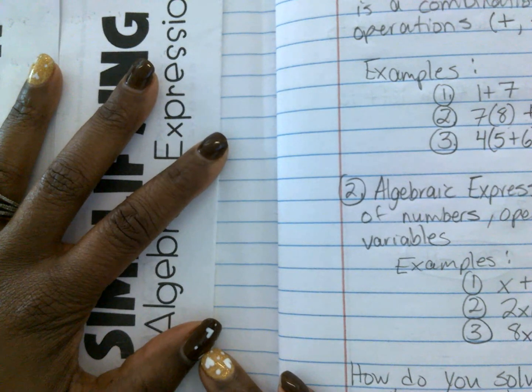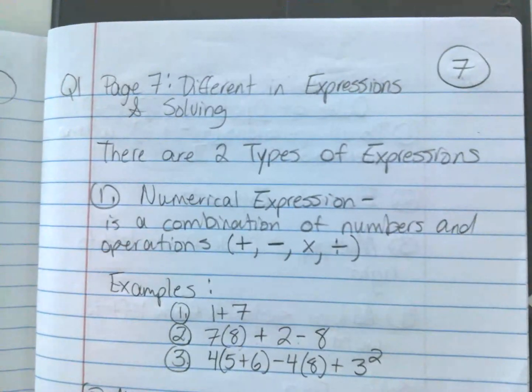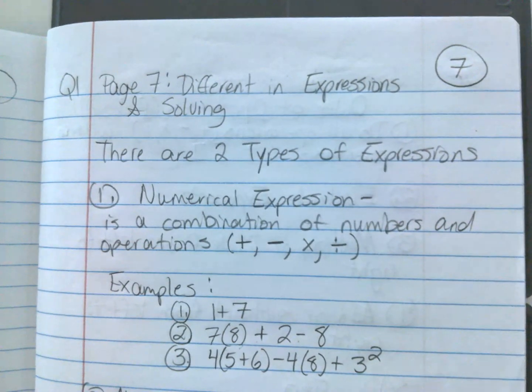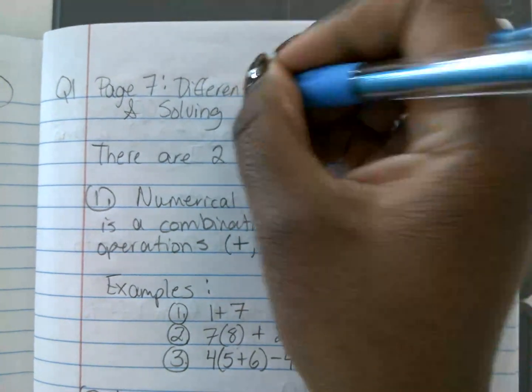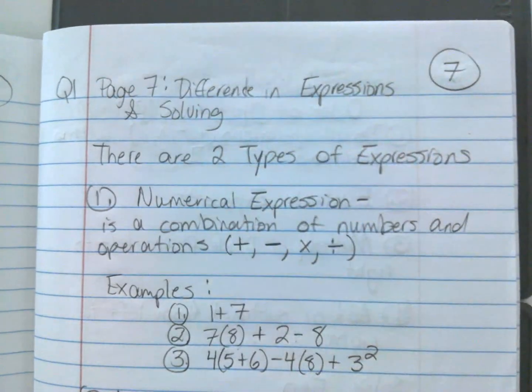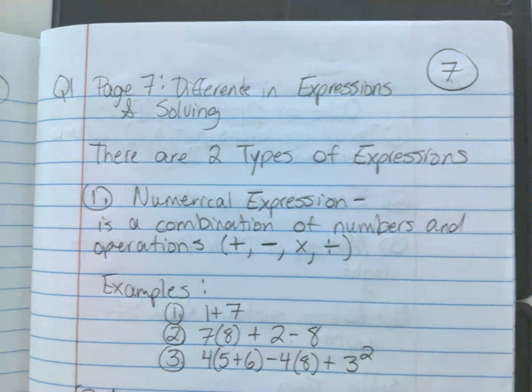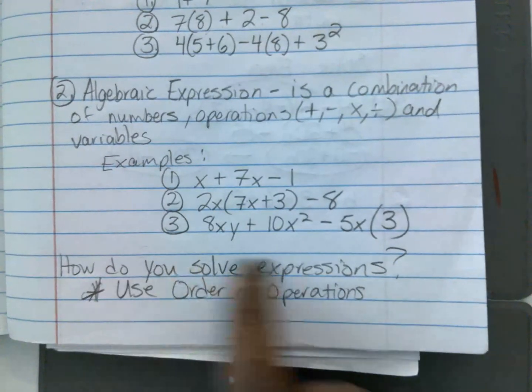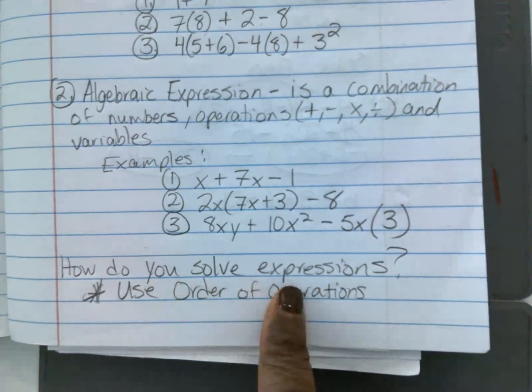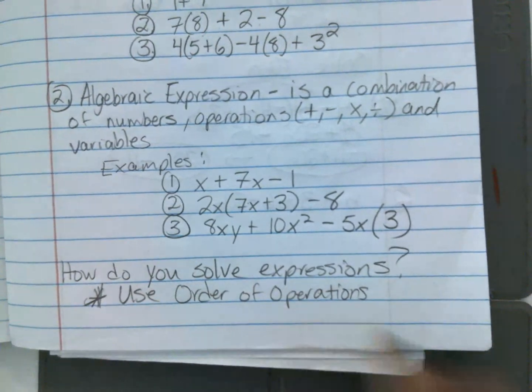Any questions? Okay, page 7 is different. It's supposed to be difference in expressions. It's what it's supposed to be. I said different. It's supposed to be difference in expressions and solving. There are 2 types of expressions, and we listed them there. Make sure that you get all of the notes. That was one of our essential questions here, and we answered it by using order of operations.